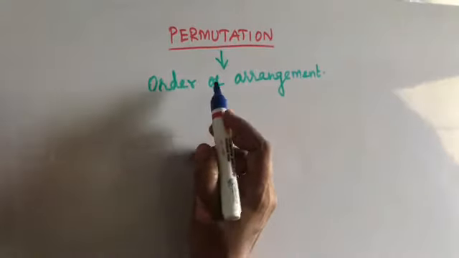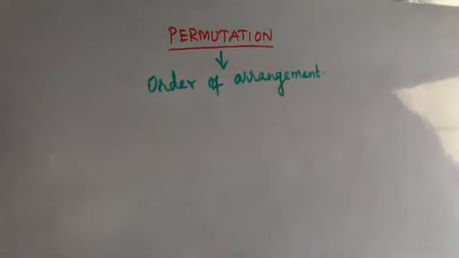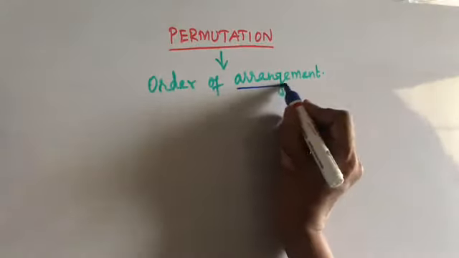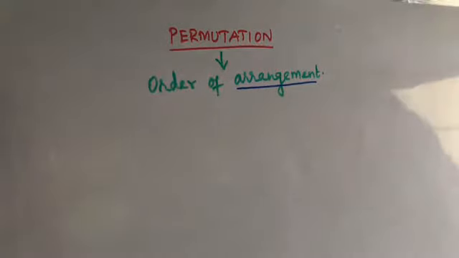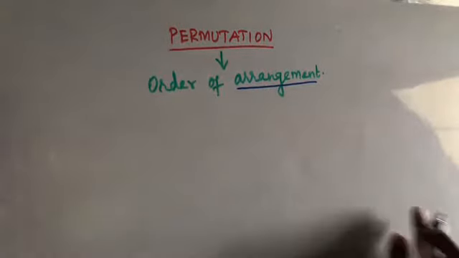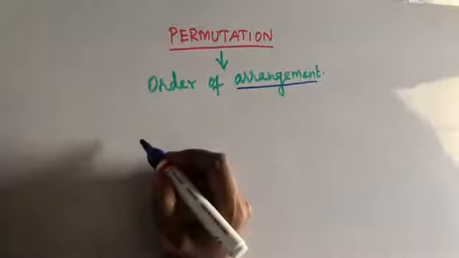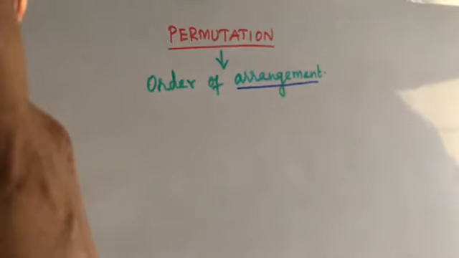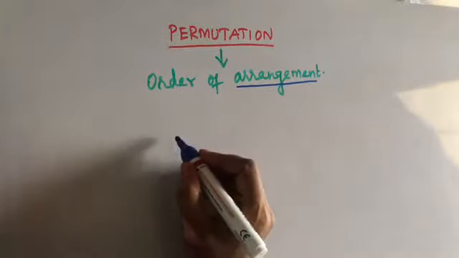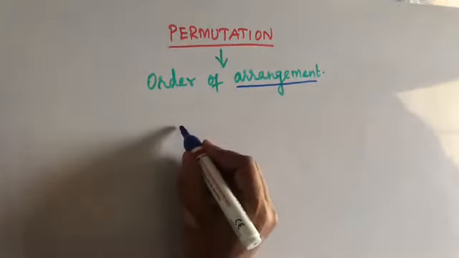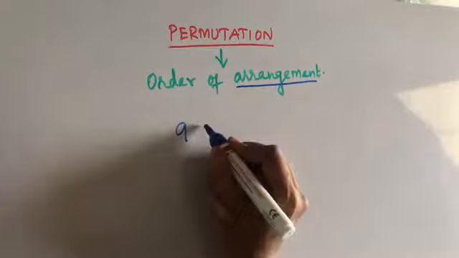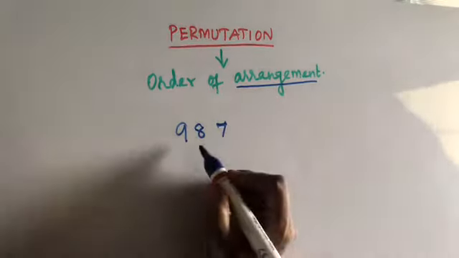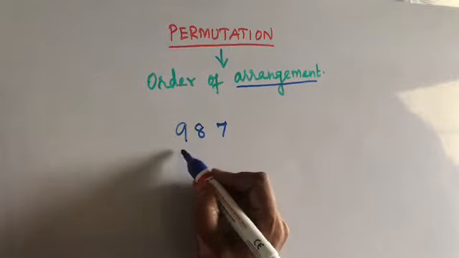Now we are going to see about permutations. Permutation means order of arrangement. Arrangement is very important in many orders. For example, I have a suitcase and I locked it with a number lock, and the code is 987. Okay, and to unlock that number lock, I use the code.